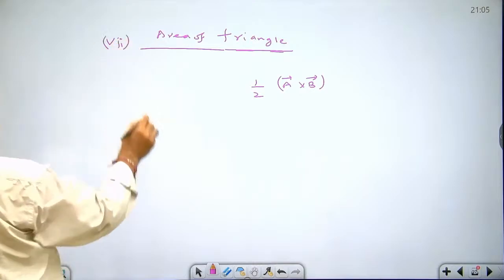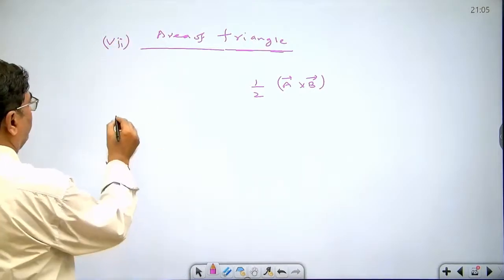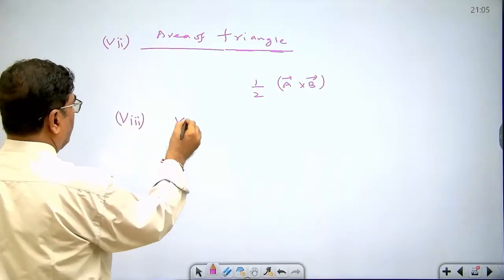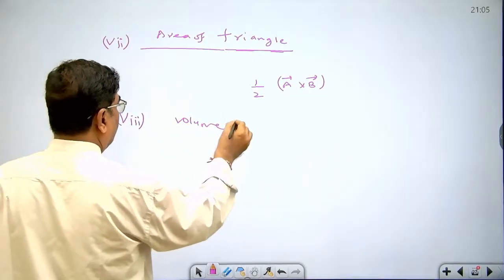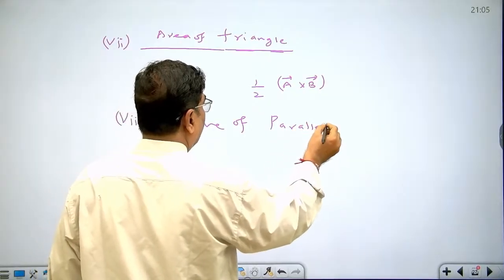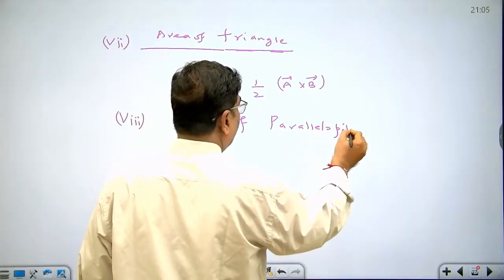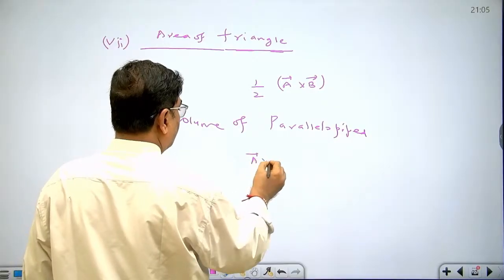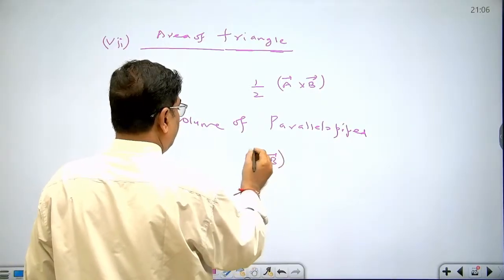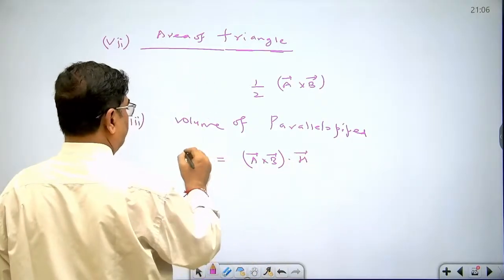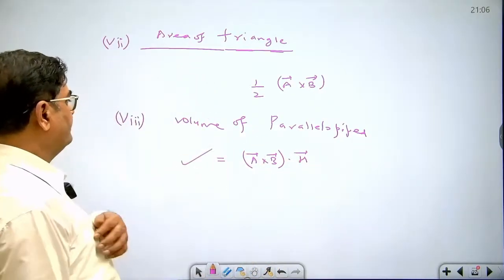Now if we are interested in finding the volume of a parallelepiped, then we can write A cross B. These are two adjacent sides and this is the height. A cross B dot H. This is the volume.